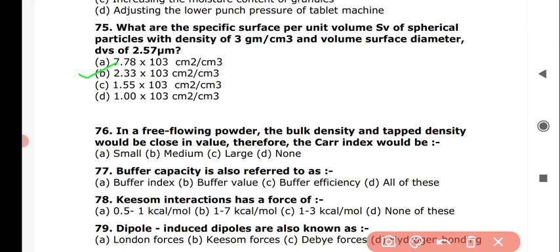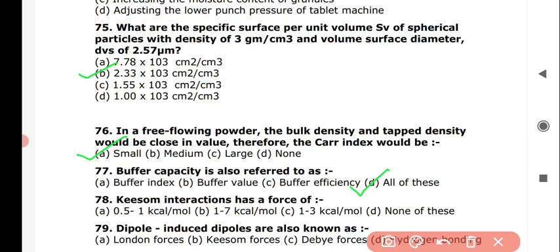Next question is, in a free flowing powder, the bulk density and tap density would be close in value, therefore the Carr's index would be, and the correct answer is option number A, small. Next question is, buffer capacity is also referred to as, and the correct answer is option D, all of these, that is buffer index, buffer value and buffer efficiency.